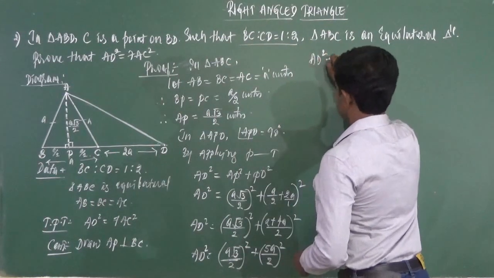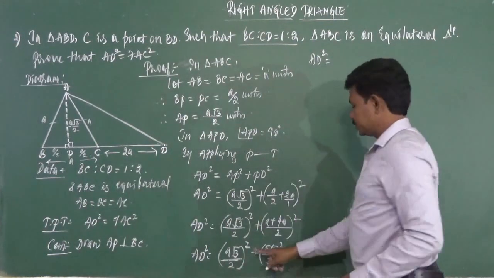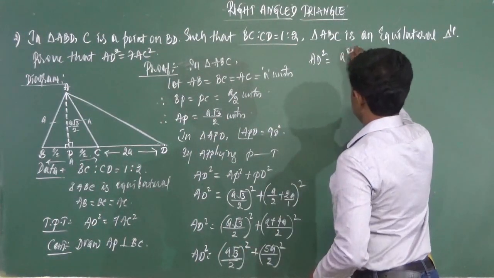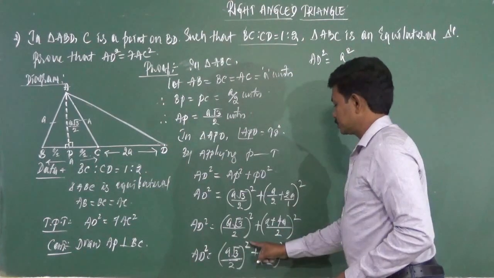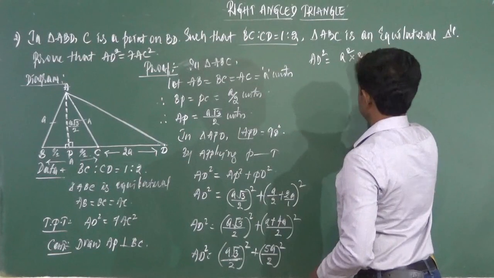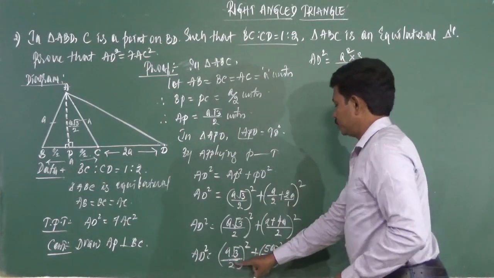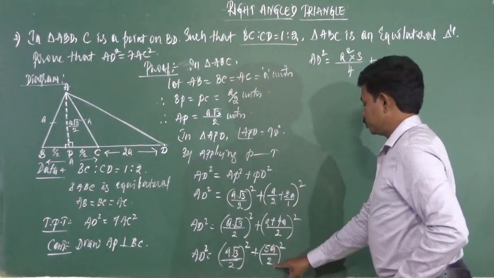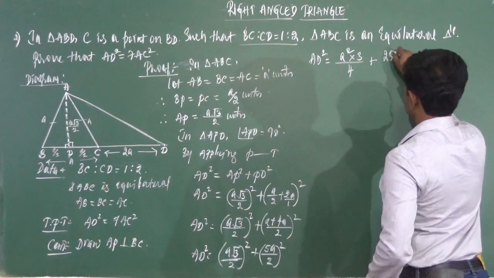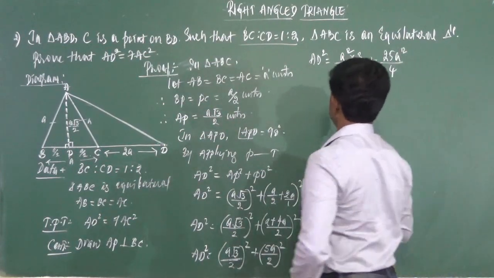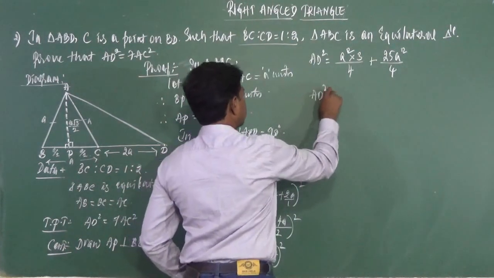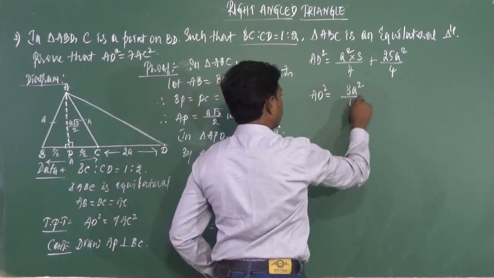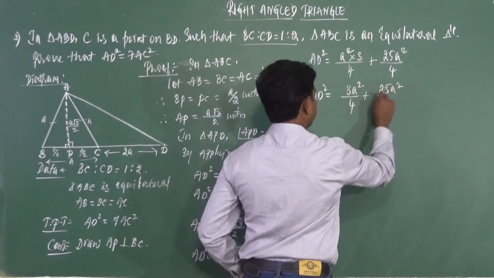So AD square is equal to A root 3 by 2 whole square. Here square applies for A root 3 and 2. When square applies for A, it is A square, and square applies for root 3, so square and root cancel and 3 remains, divided by, as the square applies for 2, 2 square is 4, plus the square applies for 5A and 2, so it becomes 25A square by 4. Right. So again AD square is equal to 3A square by 4 plus 25A square by 4.